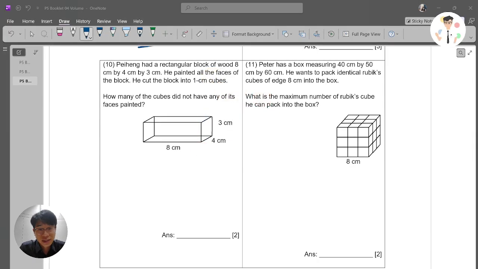Welcome back to digital class, and now we're looking at this question 10. This question is a very interesting and important question, and I need you to focus and focus and focus.